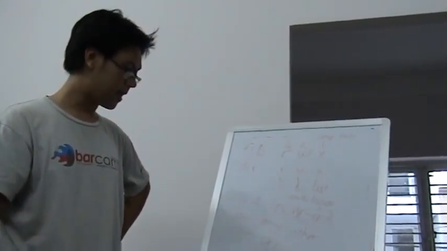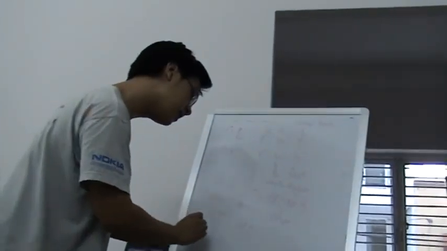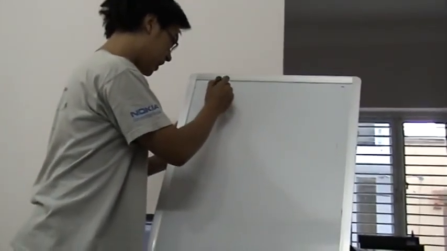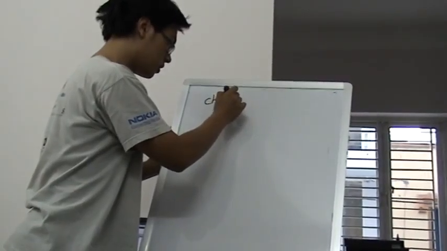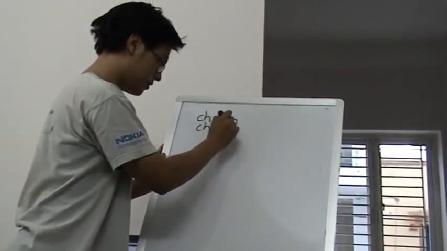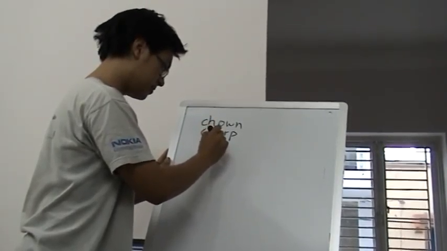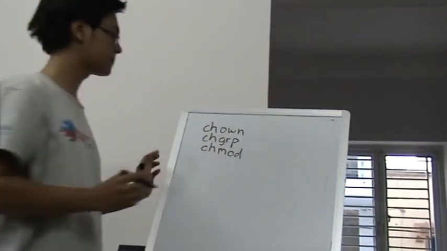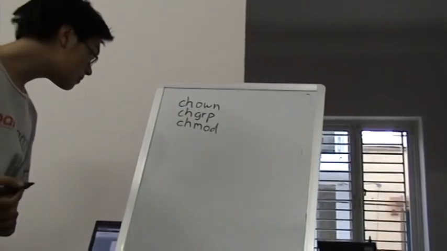Now some commands to work with the permissions. Okay. So the 3 main commands that we use to work with permissions are chown, chgrp, and chmod. Readable? No.